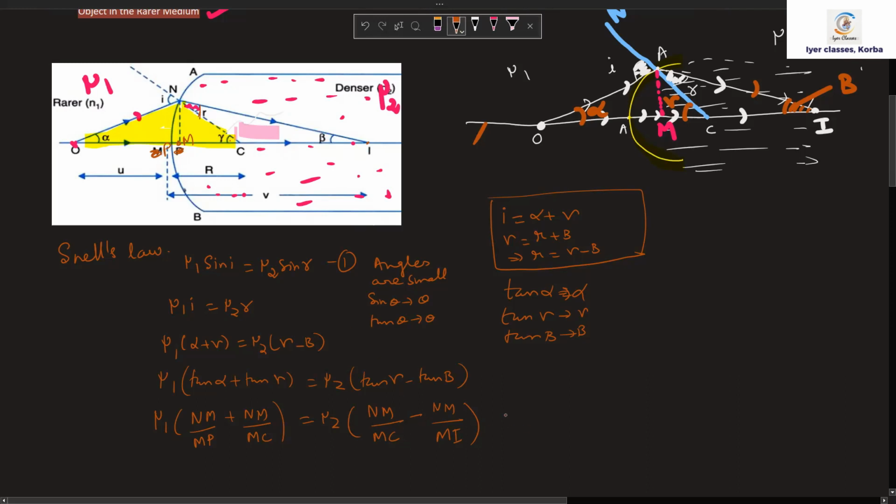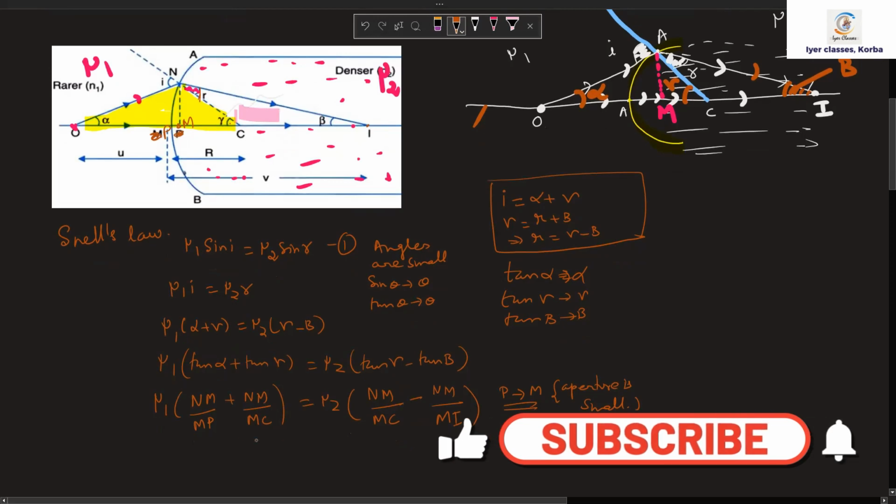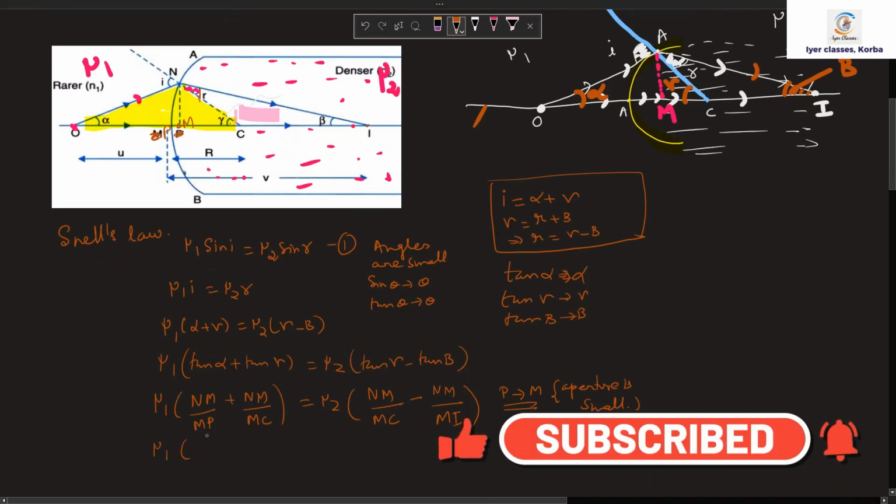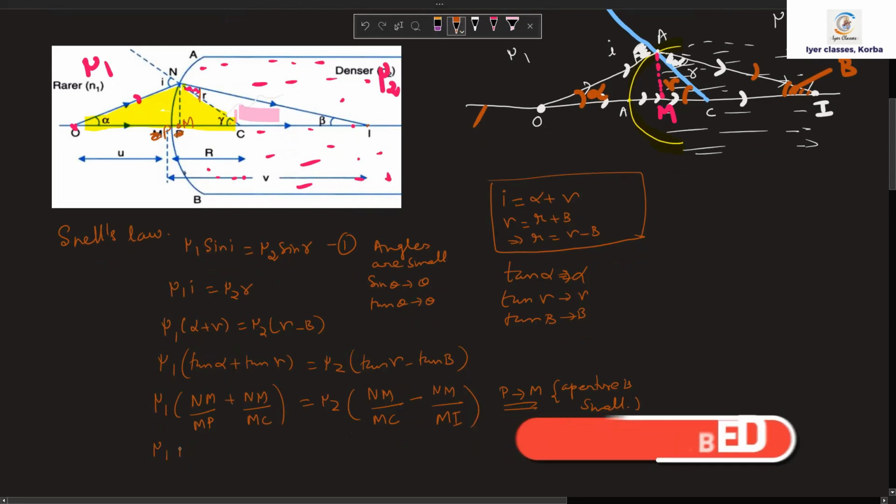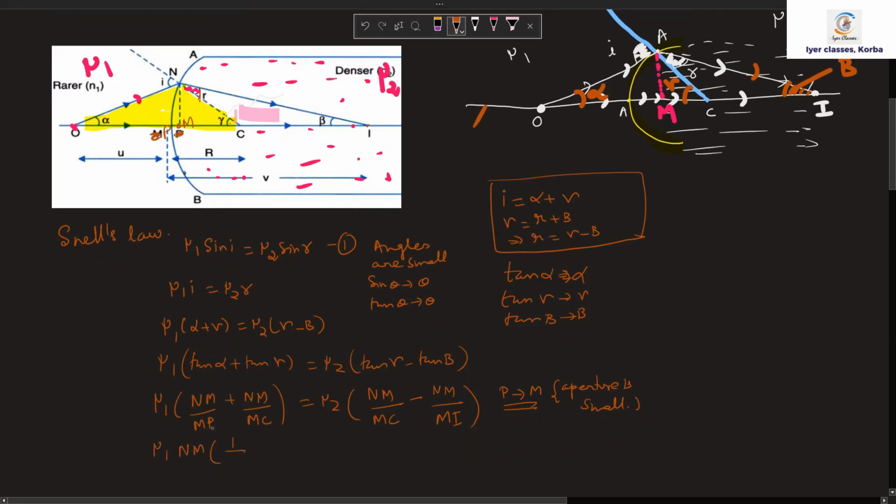Now I have to find out, this P lies on M. Why? The aperture is small. I took a small concave surface, as I said, so the aperture is very small, so P should almost always lie on M. So what should I do here? I should write this as mu1, and take this NM as common. 1 upon OP, and 1 upon PC, that is equal to mu2 into, taking NM common, 1 upon OC minus 1 upon OI.